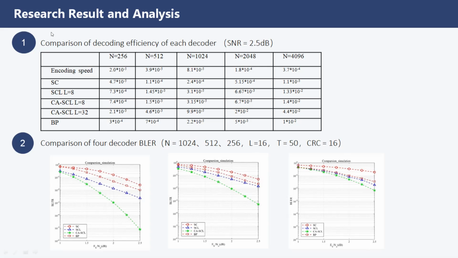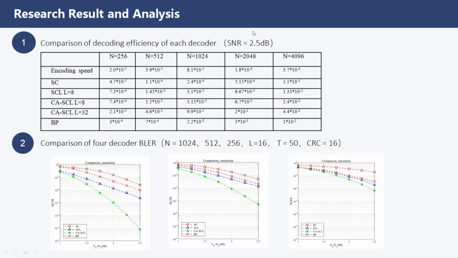Based on the speed, the performance, and the power consumption, time delay, and other aspects, we can draw a conclusion that CASCL is the most superior decoder we have here.